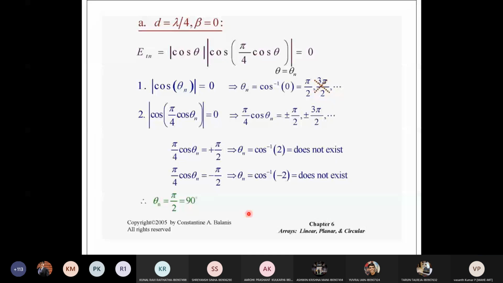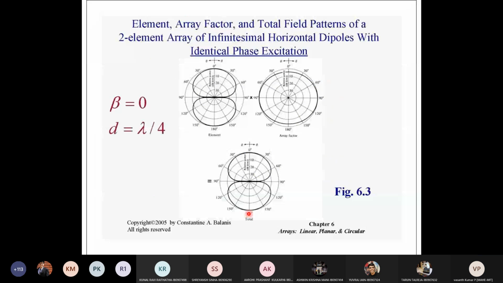So this is the cos theta pattern, null at 90 degrees. This is the array factor. So the overall combination is like this. So how do we get this? If you want to plot accurately, you have to keep on assigning values for theta, get the element factor and array factor, and multiply, and then get this.